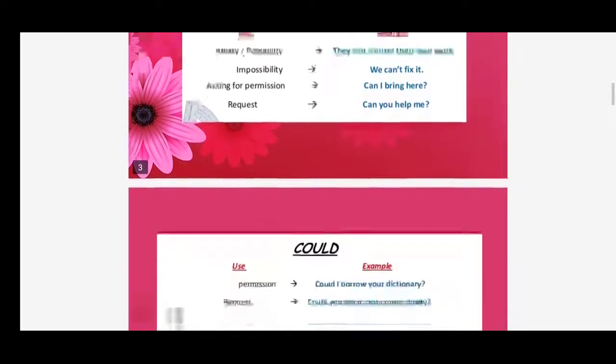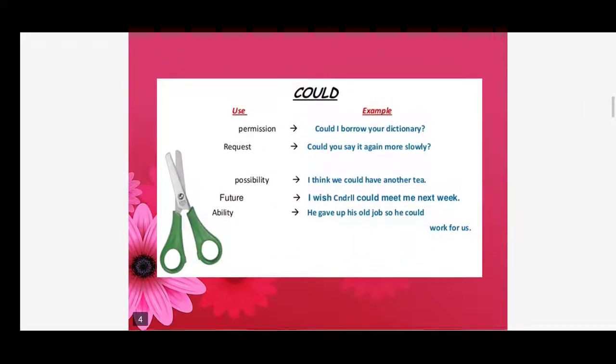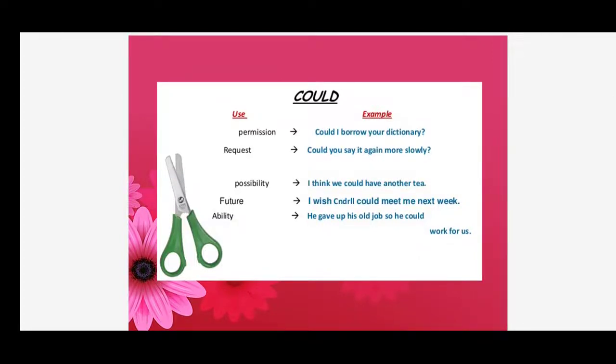Now let's move forward, and the next one is could. Remember that could is used for the future and for the past of can as well. And where do we use it? For permission, for request, for possibility, for the future as I've already told you, and for ability. So let's read the examples. Permission: "Could I borrow your dictionary?" Request: "Could you say it again slowly?" Possibility: "I think we could have another tea." So this is possibility here.